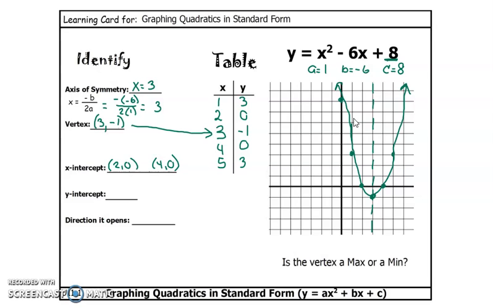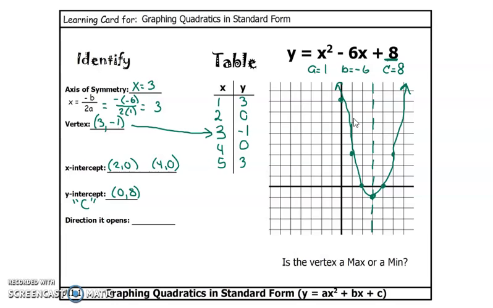My y-intercept, it's not shown in my table, but we know from the graph that our y-intercept is always going to be whatever our c value is in standard form. So when x is 0, our y should be 8.